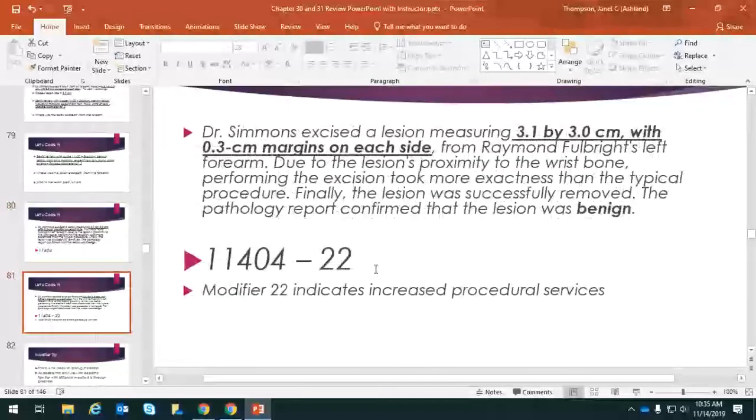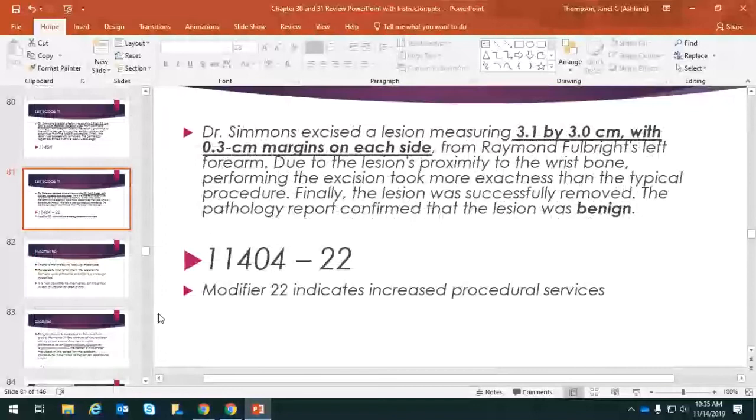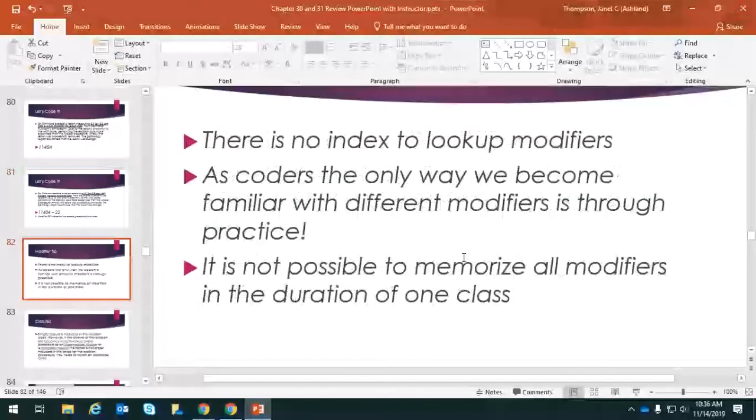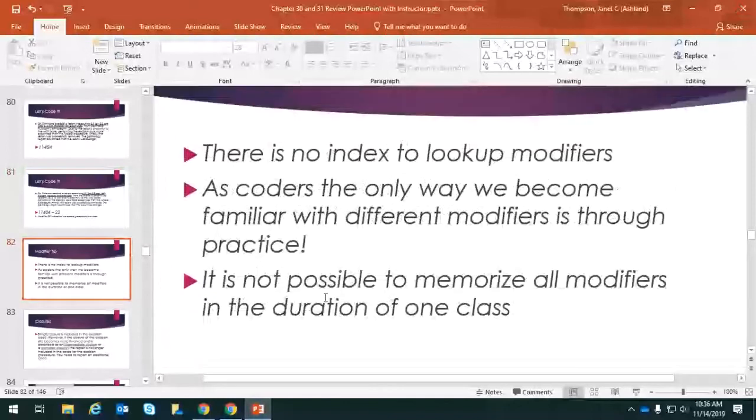Again, this is just an example, a case study. We don't go into this type of coding right off the bat from day one, knowing how to be successful or knowing all of the guidelines. It's just going to take a lot of practice, so don't feel overwhelmed. It's not possible to memorize all modifiers in the duration of the class, so don't worry about that. I'll tell you specifically what modifiers you would need to know, like if we're doing exams.